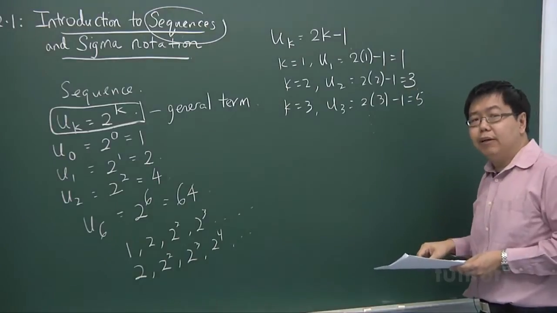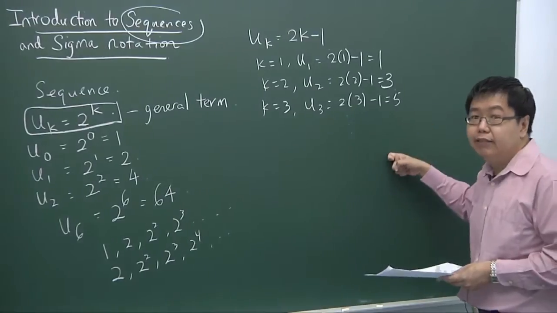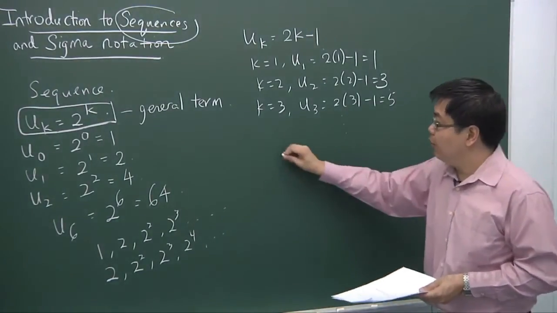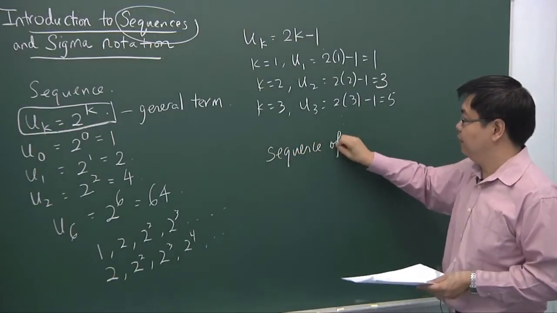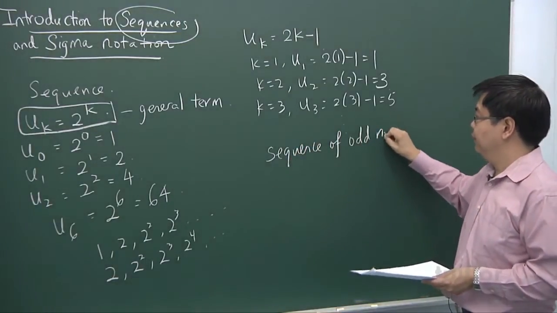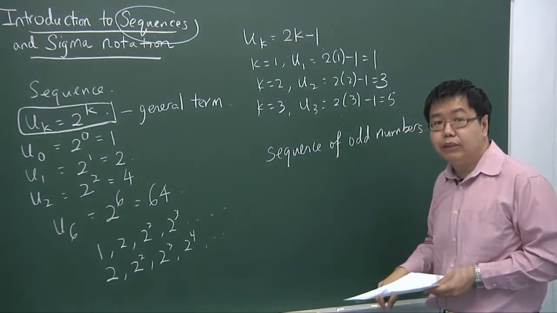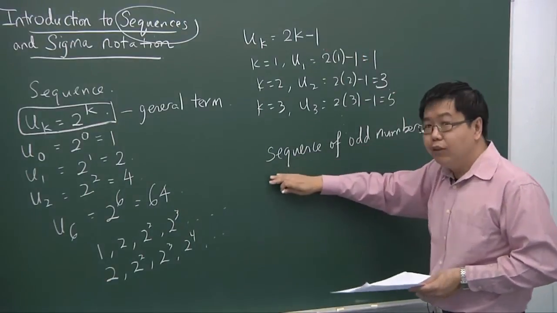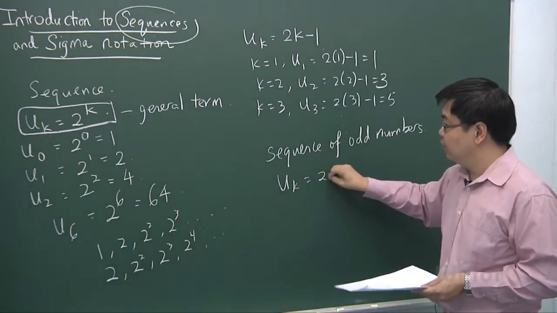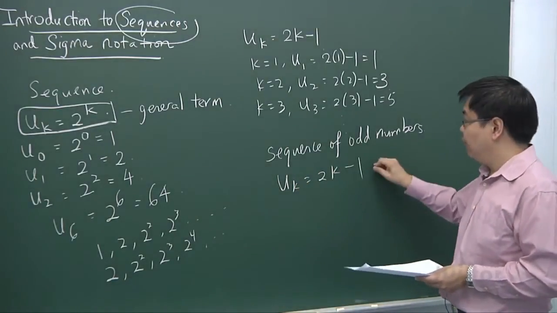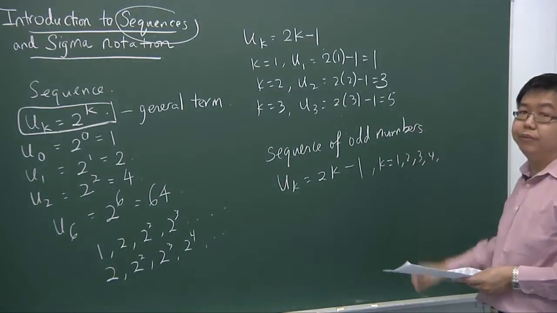Now, what do you notice about this pattern? You have 1, 3, 5, 7, 9, and so forth. So we call this the sequence of odd numbers. And this is a very important sequence. So do remember that if you want to generate a sequence of odd numbers, the general term is 2k minus 1, where your k can take values 1, 2, 3, 4, and so on and so forth.